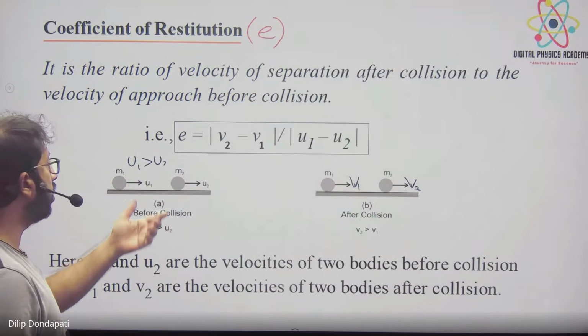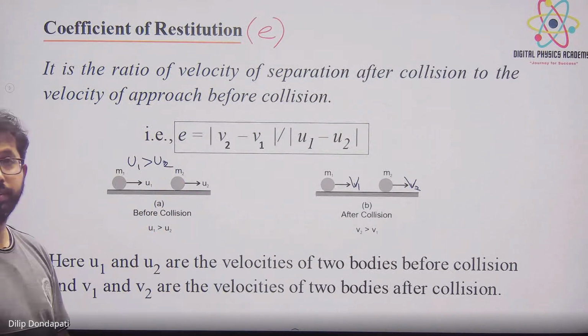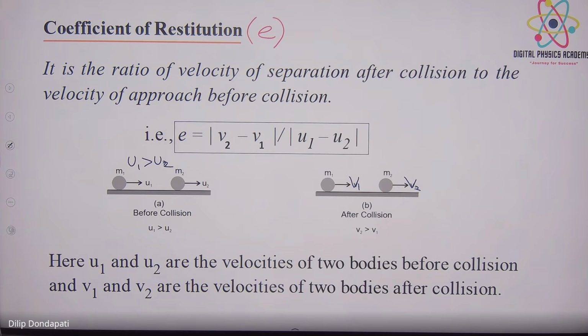So this you can only use when U1 is greater than U2. Then only will a collision happen, right? Otherwise, it will not have a collision.